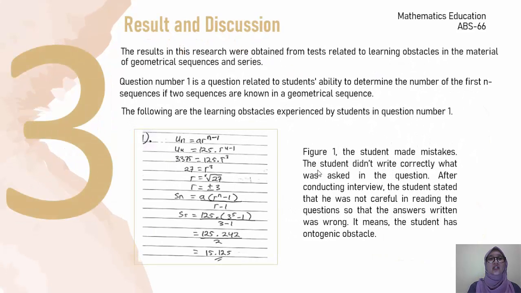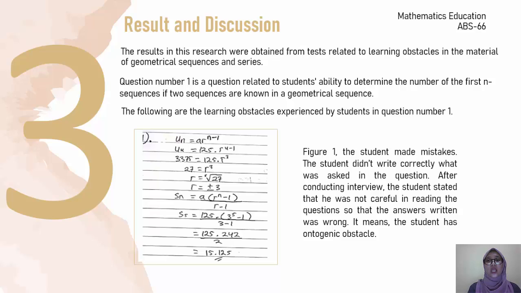And the third, result and discussion. The results in this research were obtained from tests related to learning obstacle in the material of geometrical sequence and series. Question number 1 is a question related to student ability to determine the number of the first n sequence if two sequences are known in a geometrical sequence. The following are the learning obstacle experienced by student in question number 1.